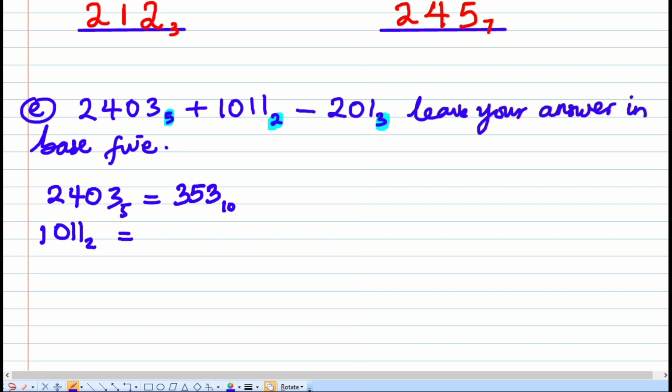So we're going to start with 1 times 2, 2, 2 plus 0 is 2, 2 times 2, 4, 4 plus 1 is 5, 5 times 2, 10, 10 plus 1 is 11. So this will give us 11 base 10.